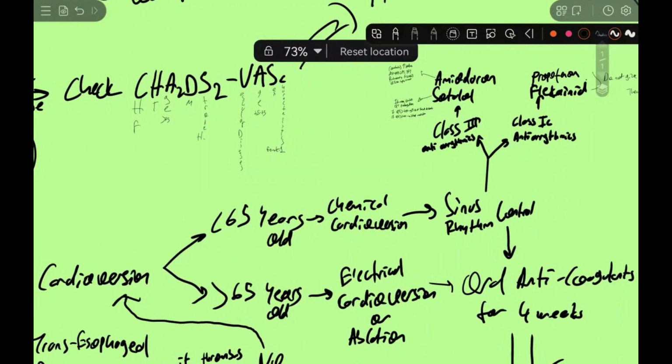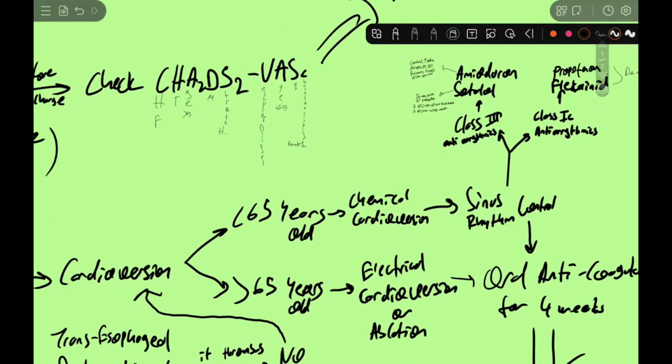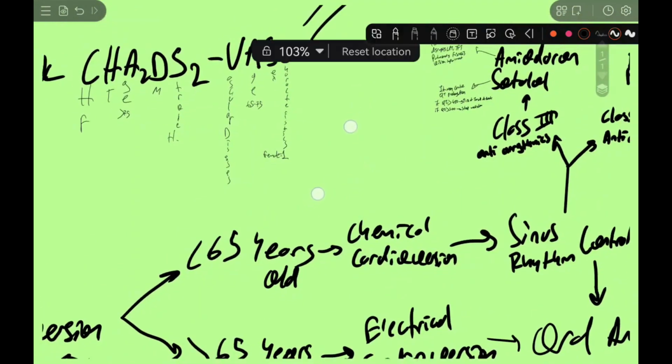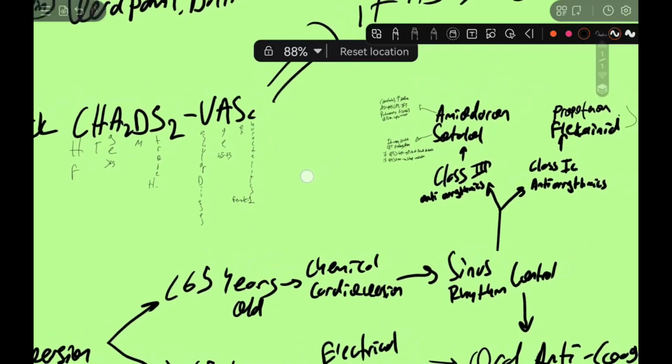What is CHA2DS2-VASc? C is for CHF, congestive heart failure, and H is for hypertension, and the first A, which is 2 points, is age greater than 75. D is for DM, S for stroke, and it is also 2 points. V is for vascular diseases, A is for age between 65 and 75, SC is for sex characteristics, and if the patient is female at birth, it gives patient 1 point.